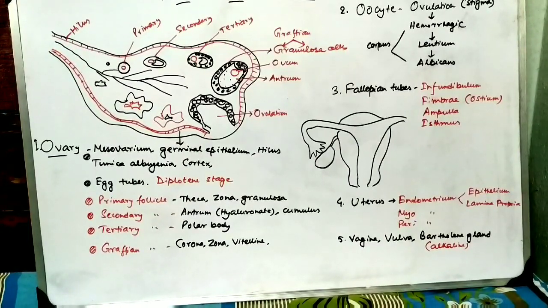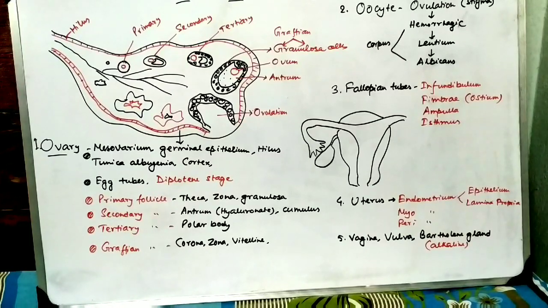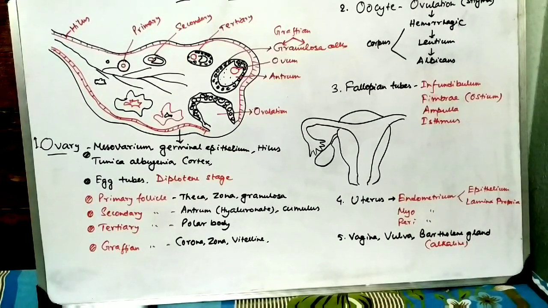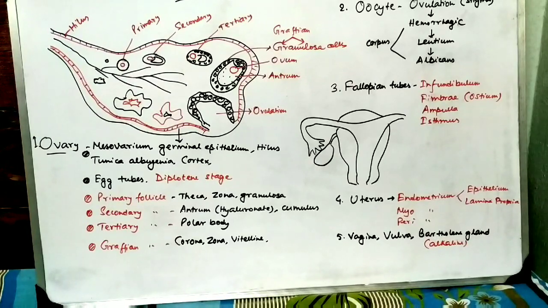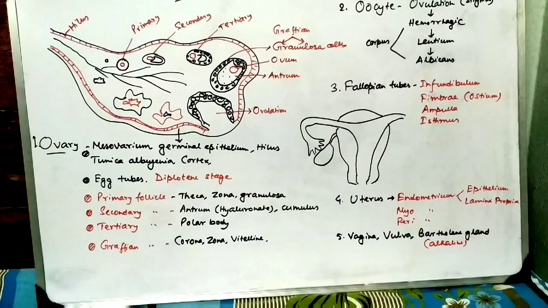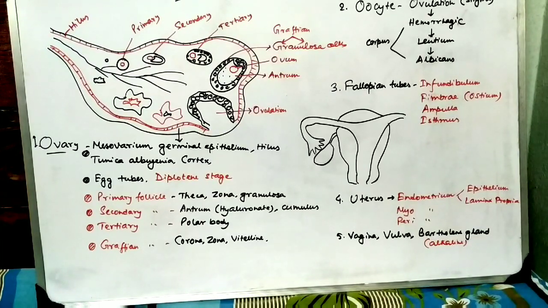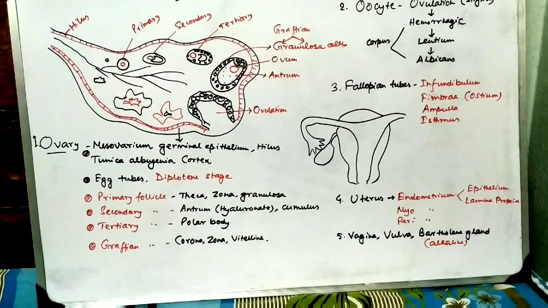and of the ovary. So the ovary is the primary reproductive organ of the female body, and there are other structures: oocytes, fallopian tubes, uterus, vagina, vulva, Bartholin glands. These glands or structures are the accessory reproductive structures. The primary or main reproductive structure of the female body is the ovary.